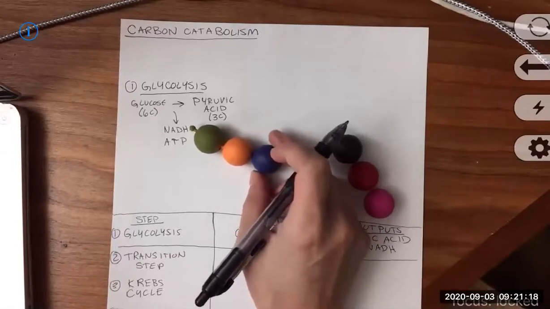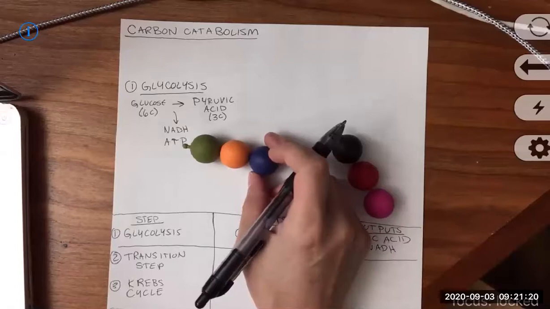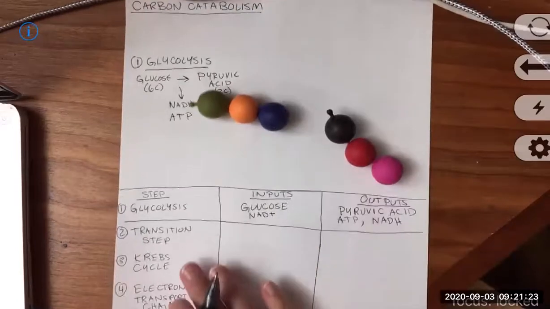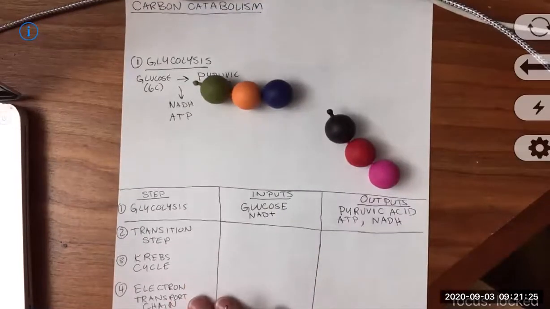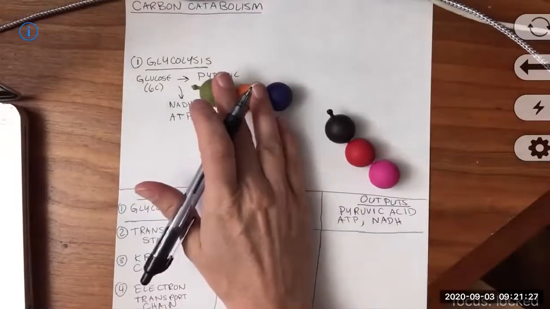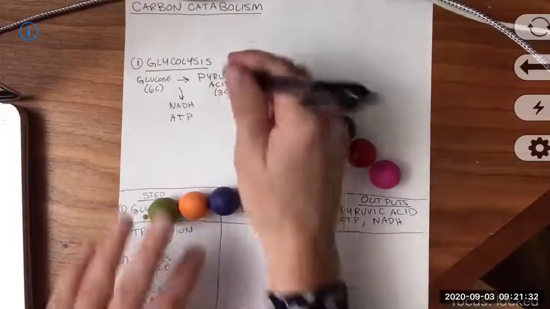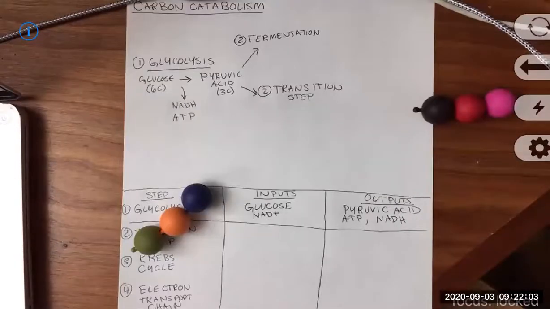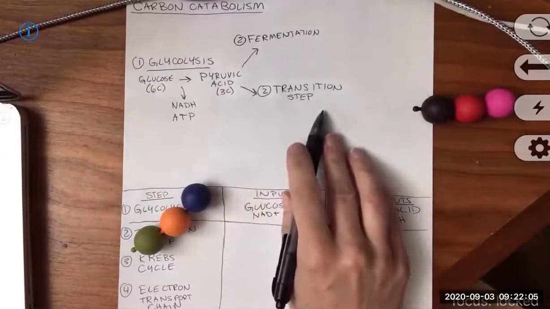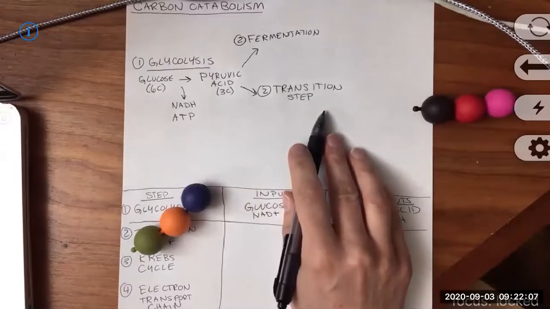Okay, so there are 2 pathways now that pyruvic acid can go down. It can either go down this classic pathway towards respiration, which goes through the transition step and the Krebs cycle to the electron transport chain, or pyruvic acid or some derivative can undergo fermentation. So we have a split here. We're going to follow this pathway first, the transition step to respiration.